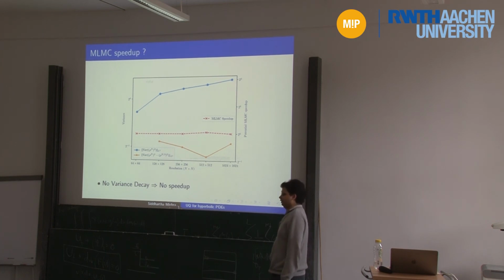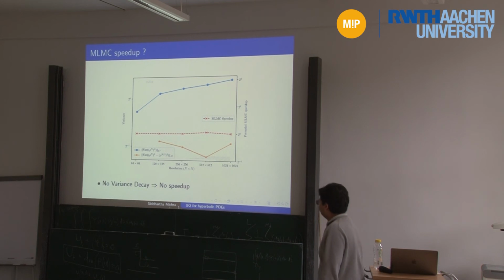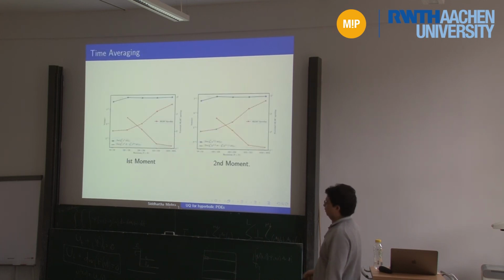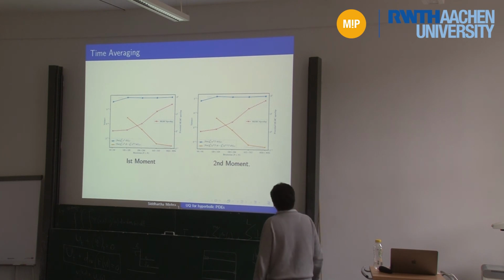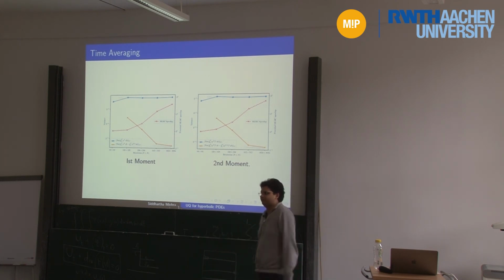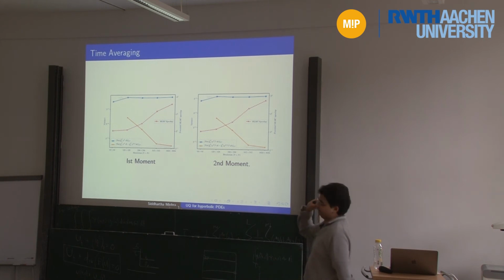MLMC is as good as Monte Carlo, so it didn't really work, except that there was one factor that we are missing. All these observables, there is a time averaging. The theory was without any time averaging, but once you look at observables that are time averaged, then indeed for both the first and the second moment you see some decay, and as a consequence you see some speed up. The speed up is not of order 10, but it is like 3 to 4, which is something, right? Remember that we needed a factor of 10, and if you get a factor of 5 you are happy with it.